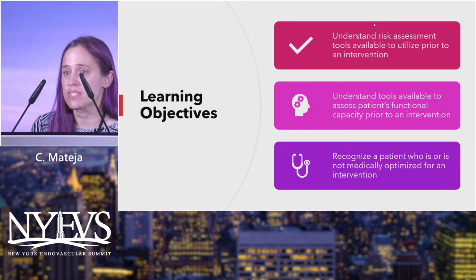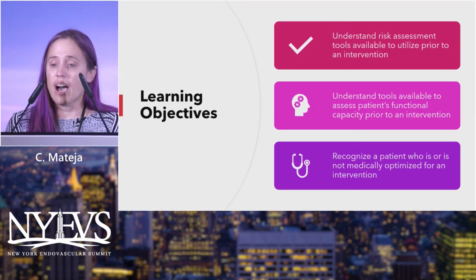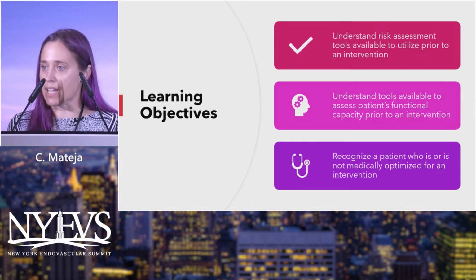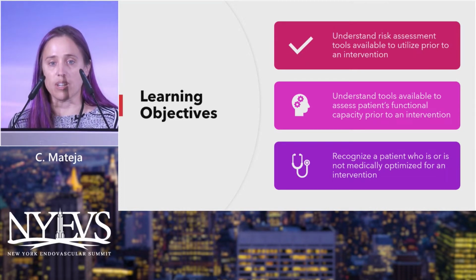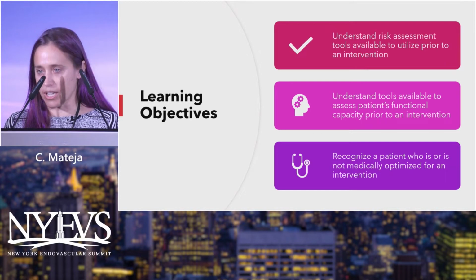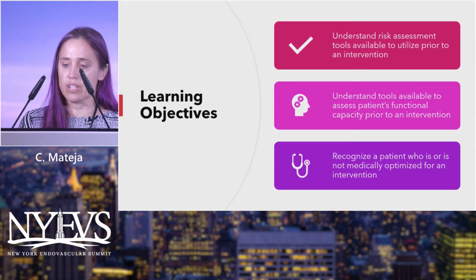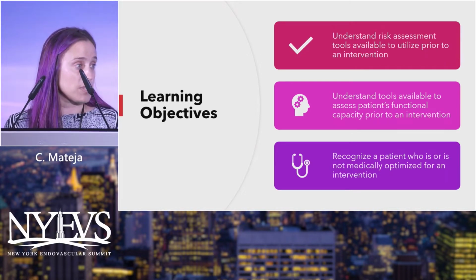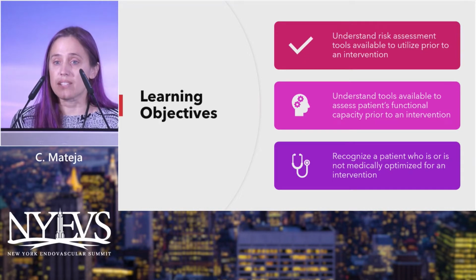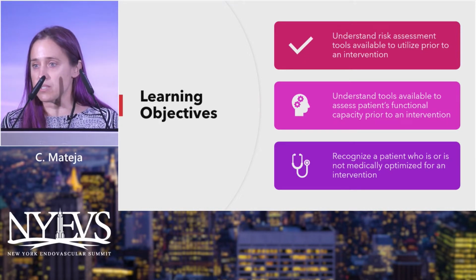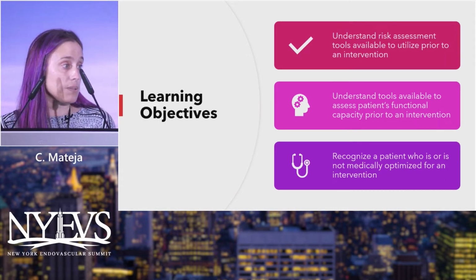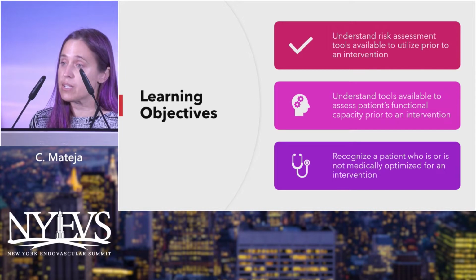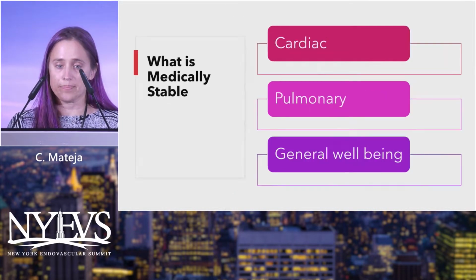My learning objectives. I have a few. I want to go over a couple of different risk assessment tools that all of you would be able to access and utilize to see how medically stable a patient is, and most of the time we're talking about from a cardiac standpoint prior to doing an intervention. Another thing we always have to assess prior to an intervention is the patient's functional capacity, so I'm going to discuss a few tools for that as well. And then recognize whether a patient is actually medically optimized prior to going to an intervention.